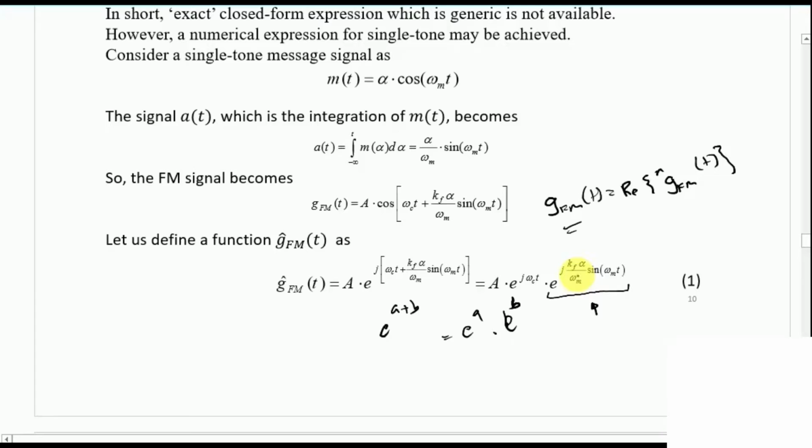But right now this is not the situation. This can be a big value, and if it is greater than 1, the square of it and the cube of it would grow exponentially. So we cannot cancel out the higher order terms. That's why we cannot use the series expansion for this particular problem. But what we can do is, we know that this exponential function e^{j k_f alpha over omega_m sine omega_m t} is a periodic function.